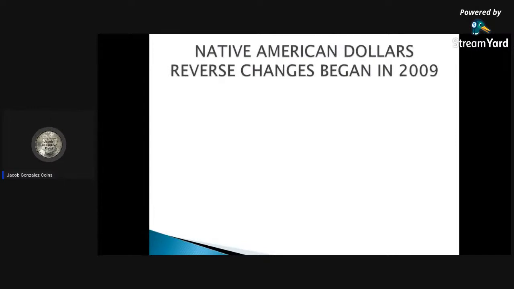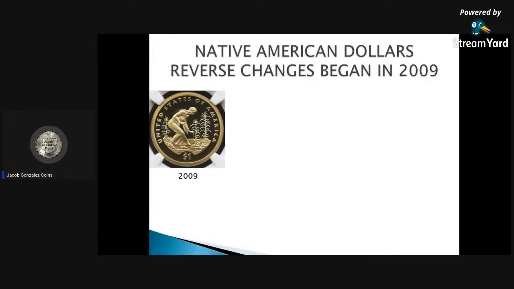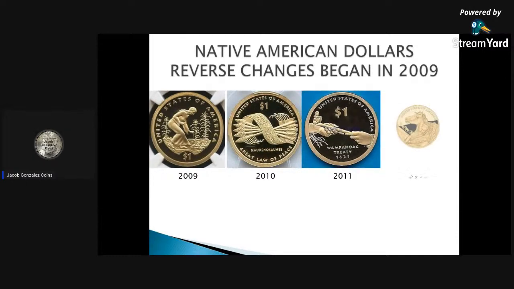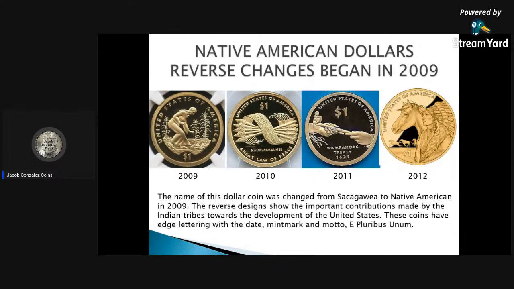So the Native American dollar's reverse changes begin in 2009. So there's the first one, 2010, 2011, 2012, and these coins are still being minted. The name of this dollar coin changed from Sacagawea to the Native American in 2009. The reverse design shows the important contributions made by Indian tribes towards the development of the United States. These coins have edged lettering with the date, mint mark, and motto E pluribus unum.